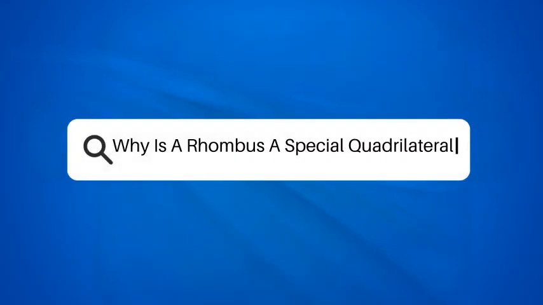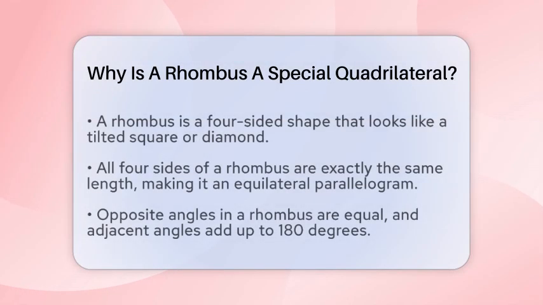Why is a rhombus a special quadrilateral? Imagine a shape that looks like a diamond or a tilted square. It might seem simple at first, but this shape has some really interesting features that make it stand out among other four-sided shapes. When you look at a quadrilateral, you see any shape with four sides and four angles.